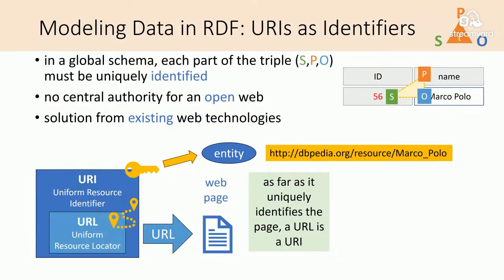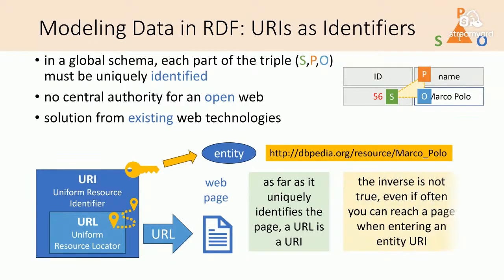And note that often you can even reach a page when entering a URI like this in the browser. But that's just a common practice, not a requirement. Even if a URI looks or acts like a web page address, a URL, it's not that. It's just an identifier. So we are simply using an existing web technology to get the identifiers we need. This way, the existing web infrastructure provides the solution, and just like pages, everyone can publish data about everything without risks of collision.